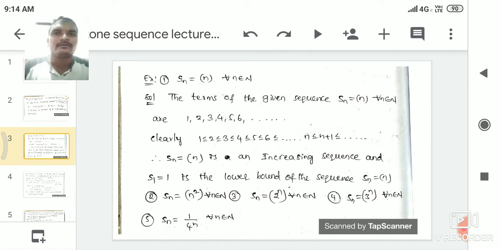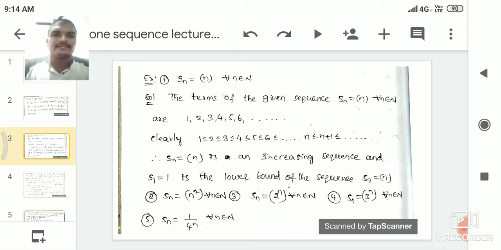2 is the lower bound of the sequence. In the fourth problem, 3 is the lower bound of the sequence. Why? Because here the first term of the sequence is S1 equal to 3 and S2 is equal to 9. So the relation between them is S1 is less than or equal to S2 is less than or equal to S3 and so on. That means the given sequence is an increasing sequence, and it has the lower bound 3.